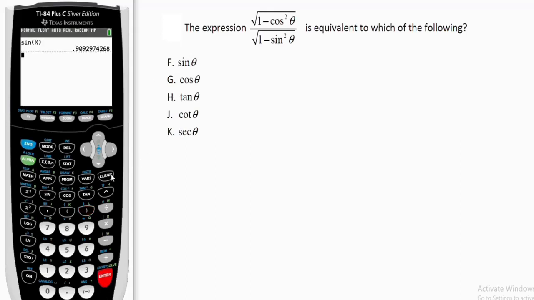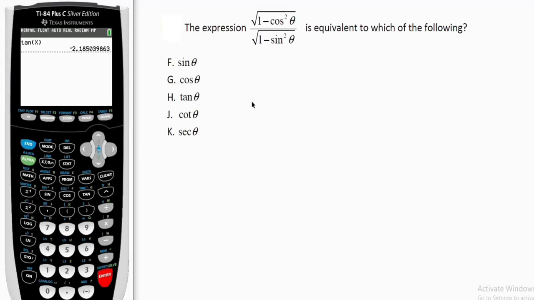Now, let's check option G. So we have cos theta, which is cos x. Alright. Now, let's check option H. Tan theta, which is tan x. Close the bracket, press enter. Minus 2.185. Guys, it has to be option H.